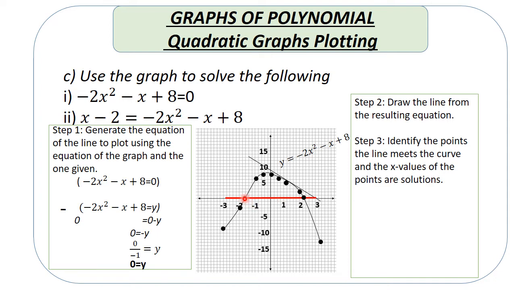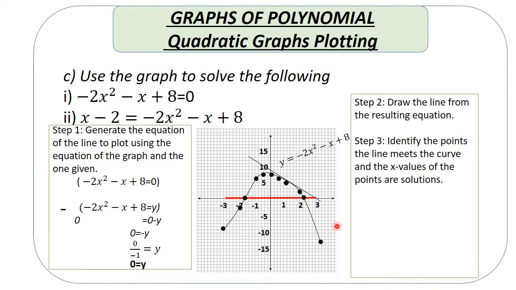So we look at the points where the curve meets the line, which are here and here. Okay, so these are the points where the curve meets the line. So the coordinates of these points, their x values, are the answer. So we get the x value here and the x value here.